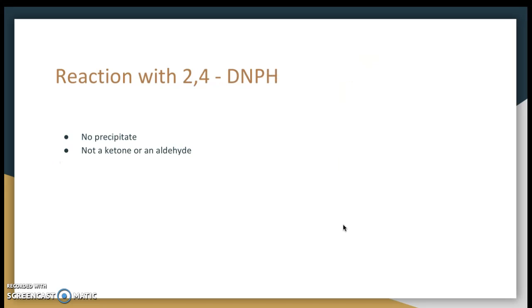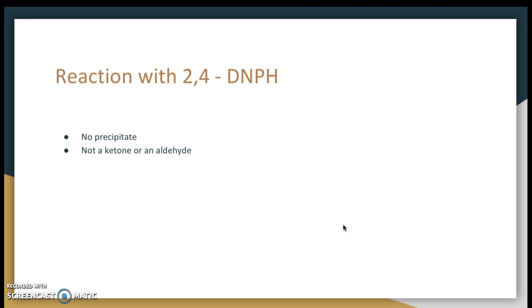Then for the reaction with 2,4-DNPH, we took 10 drops of propanone and added it to a test tube. Then we took 8 drops of the 2,4-DNPH in a 2 molar HCl solution and added it in as well. Then in another test tube, again, we placed 10 drops of our unknown compound, and then we added 8 drops of 2,4-DNPH in a 2 molar HCl solution. And then we compared the results.